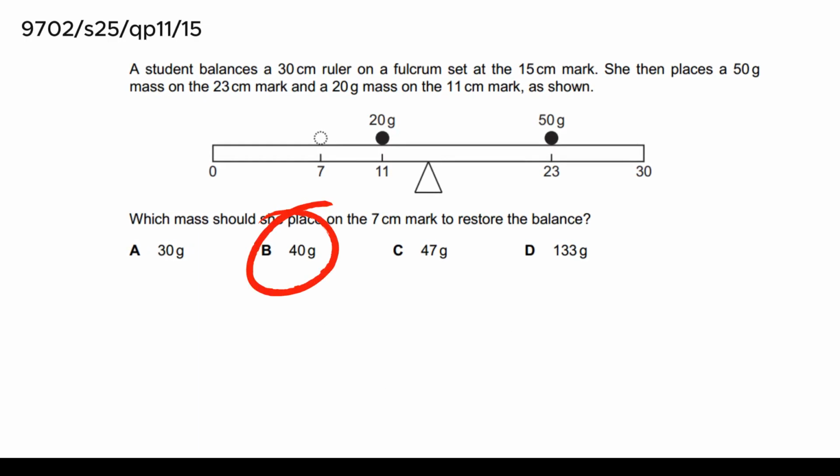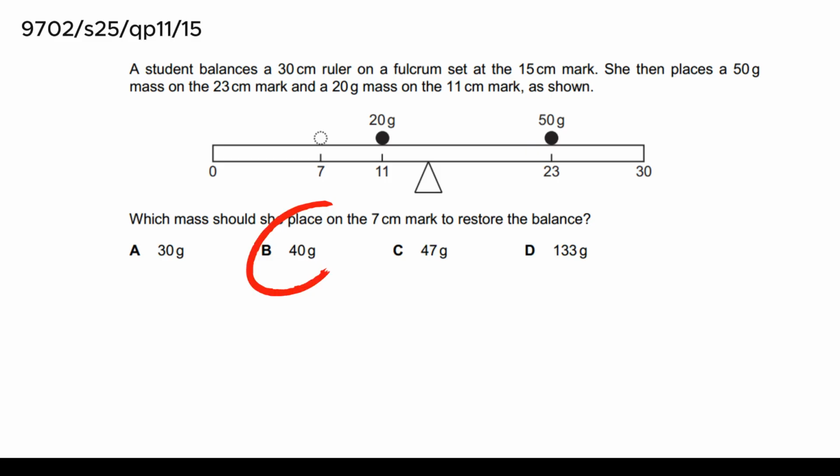So the answer is B. A 40-gram mass should be placed to restore balance of the ruler. Remember, the key here was calculating those perpendicular distances correctly from the pivot. Great job if you got it right.